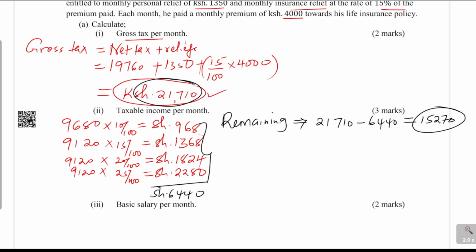Now in the last band, we don't have the income. We can call that income X, the taxable income. Remember this column here is for taxable income: 9680, 9120, 9120. So we need to get the income that was taxed at the rate of 30% in order to get this particular tax that is here, 15,270.